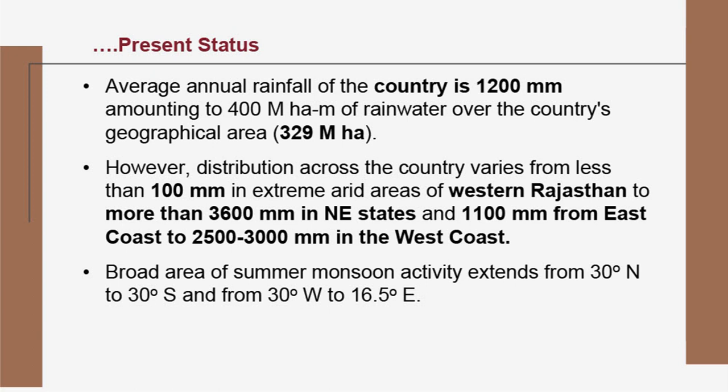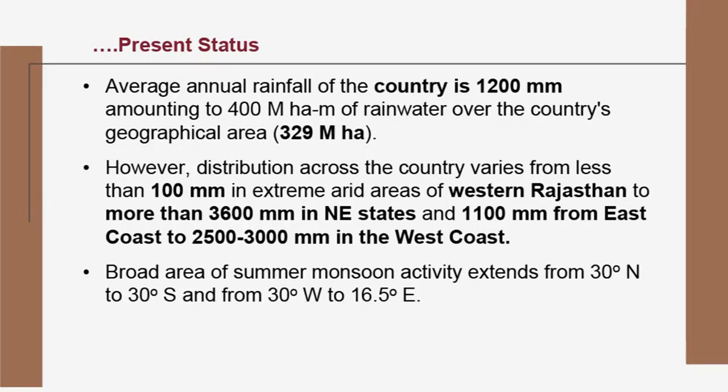Average annual rainfall of the country is 1200 millimeter, most of you know, or 120 centimeter, amounting to 400 million hectare meter of rainwater over the country's geographical area of 329 million hectare. So, the quantity of rainfall is genuinely too high. It is not too low. It is mostly the distribution, it is mostly inefficient management. We cannot manage the huge quantity of water received.